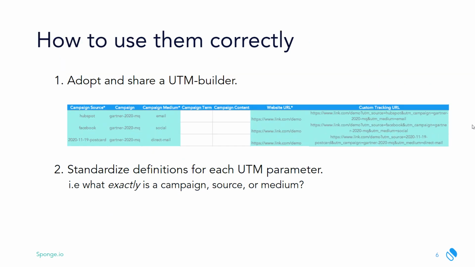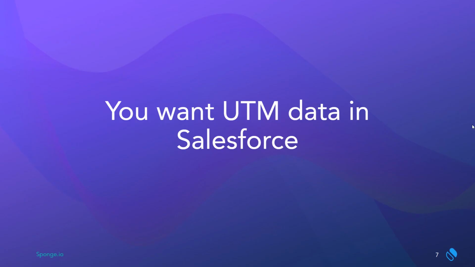So in order to get on this train, generally we recommend having a UTM builder, standardizing exactly what you mean by each one of these parameters, using pick lists where possible, and just getting serious about it, so that every time you're creating a link, you're putting UTMs on it, and then you're able to know where this traffic is coming from.